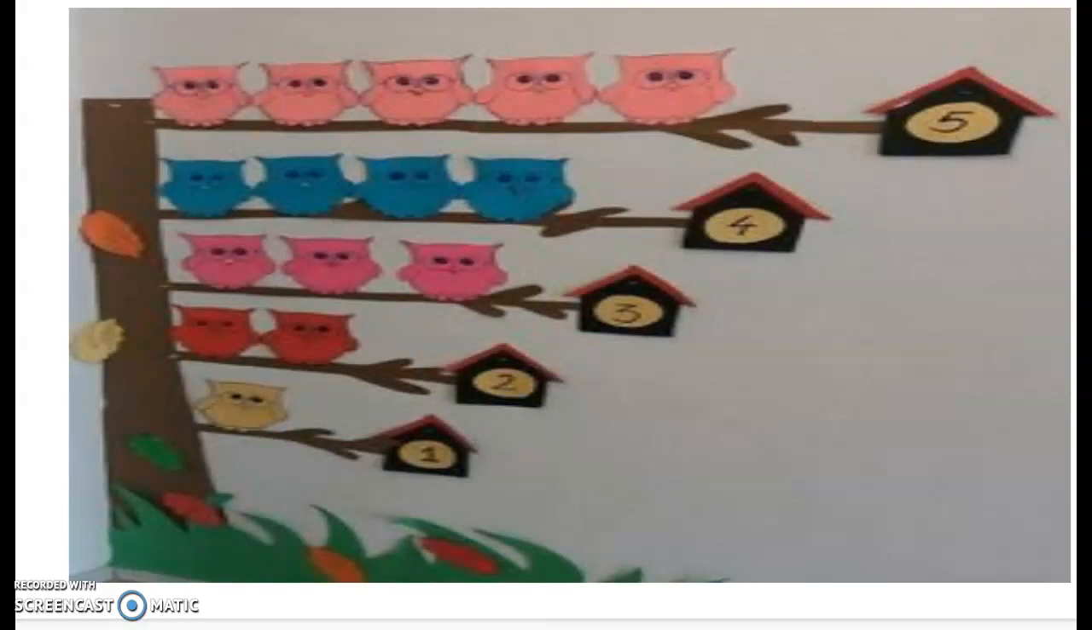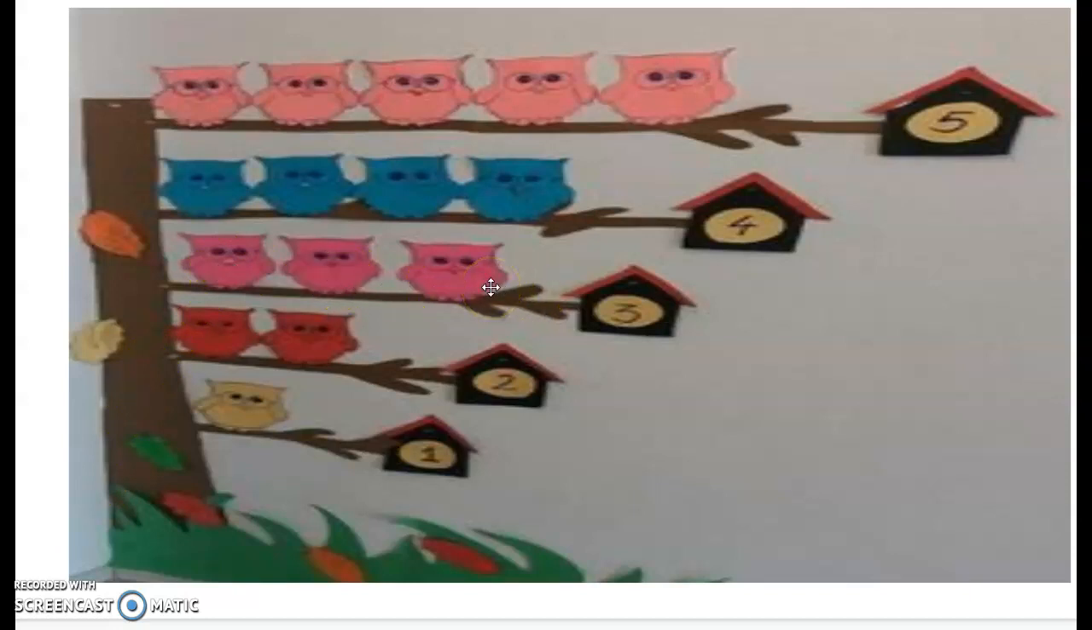Now come on children. How many owls are there? Count. 1, 2, 3, 4, 5. So how many owls are there? 5. So what number will we write? We will write number 5. Okay. Now come on, count here. Blue owls. 1. Put your fingers, everyone. 1, 2, 3, 4.